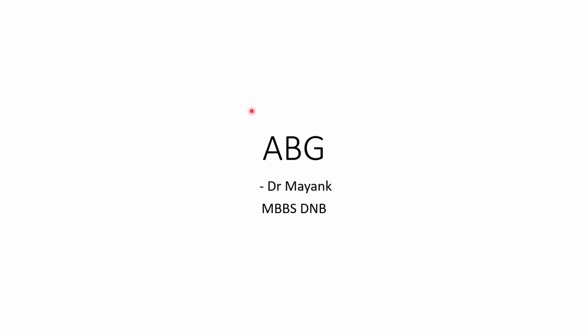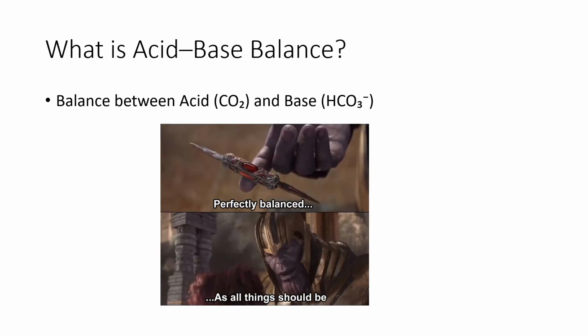Hi, so we will try to study how to read ABG. Before reading ABG, we need to know a little bit about why we do ABG and what all it shows. Basically, ABG is a blood test which helps you quickly see the status of the patient's electrolytes, pH, and oxygenation. So why is the pH important to us? Because it gives us an idea of the acid-base balance going on inside the body.